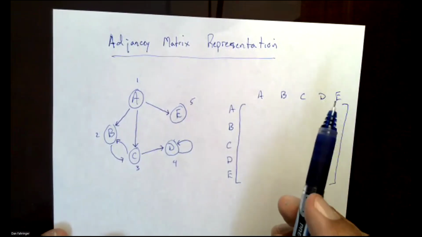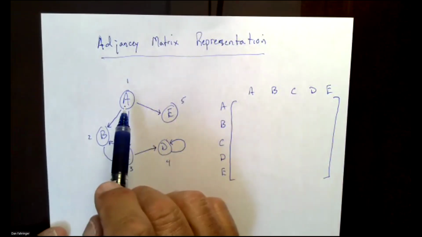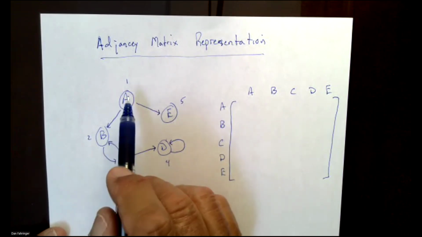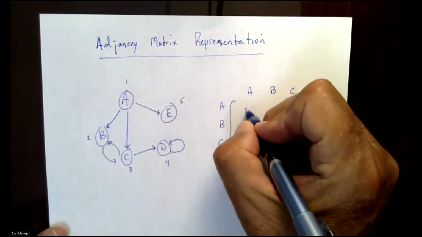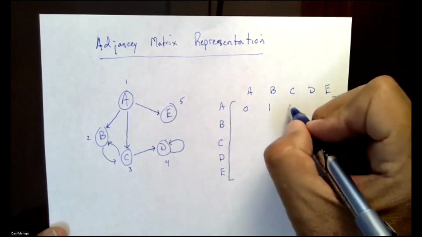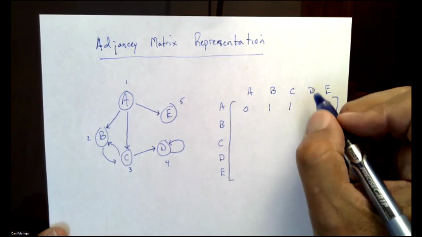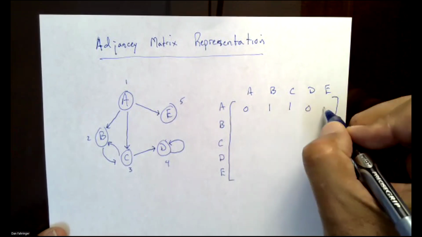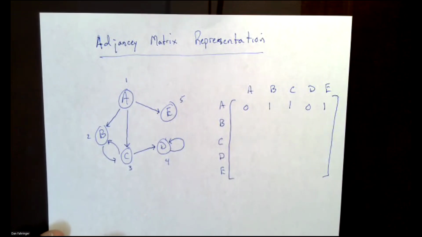Now, if it goes there, it's a 1. If it doesn't, it's a 0. Does A go to A? Nope, that's a 0. A does go to B. A goes to C. It does not go to D, and it goes to E.